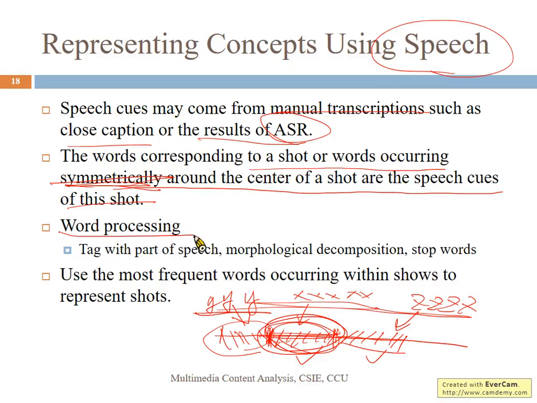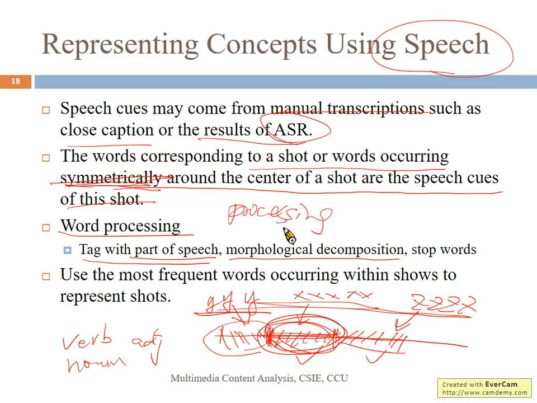They also do some word processing, like tagging with part of speech. The so-called part of speech is verb, noun, or maybe adjective; they try to discriminate each word into one of these, and so on. They will also do morphological decomposition. That means we will transform, like, processing. The original form of processing should be process.